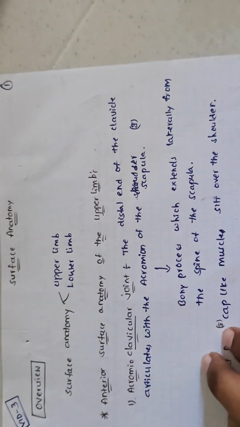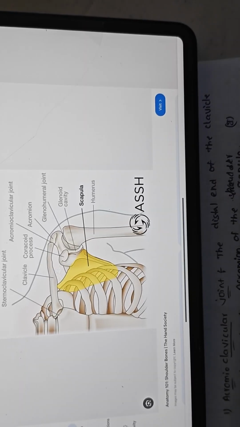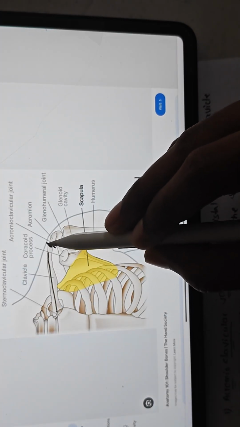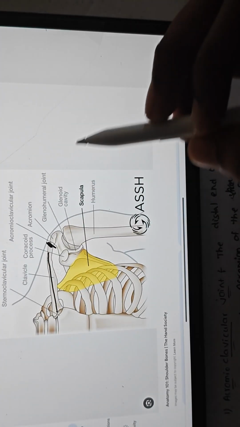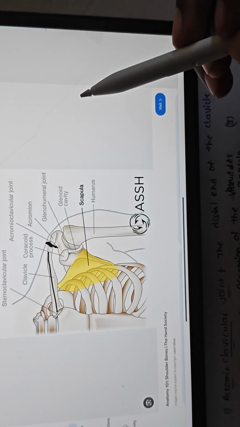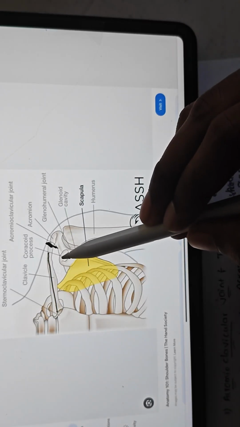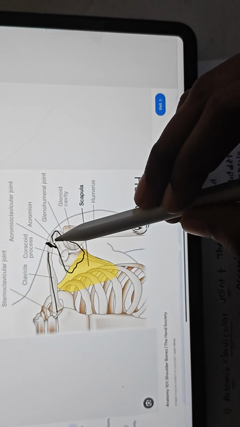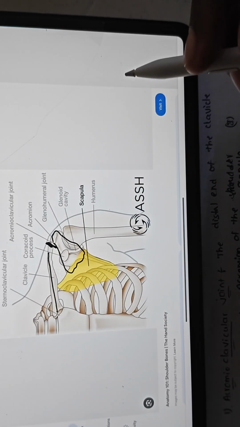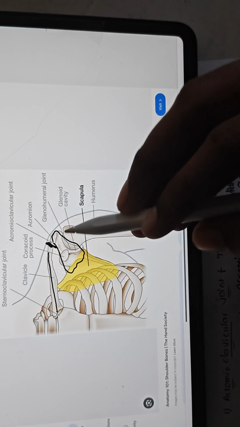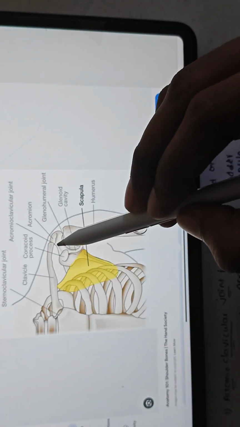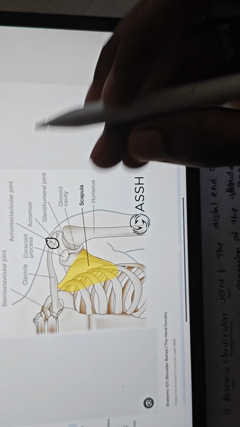acromioclavicular joint. This joint is made by this one, the distal end of the clavicle right here, and this distal end of the clavicle articulates with the acromion of the shoulder. This one is the acromion of the shoulder. The distal end of the clavicle articulates with the acromion of the scapula, makes a joint known as acromioclavicular joint, which is this one.